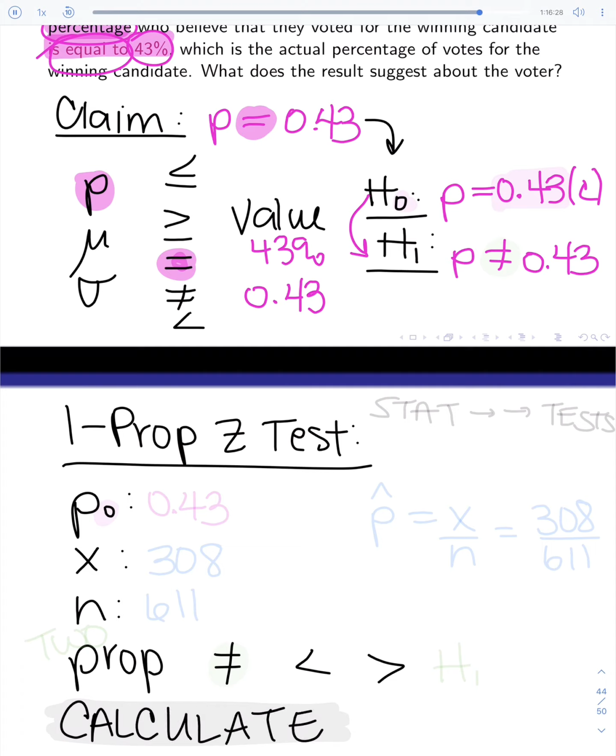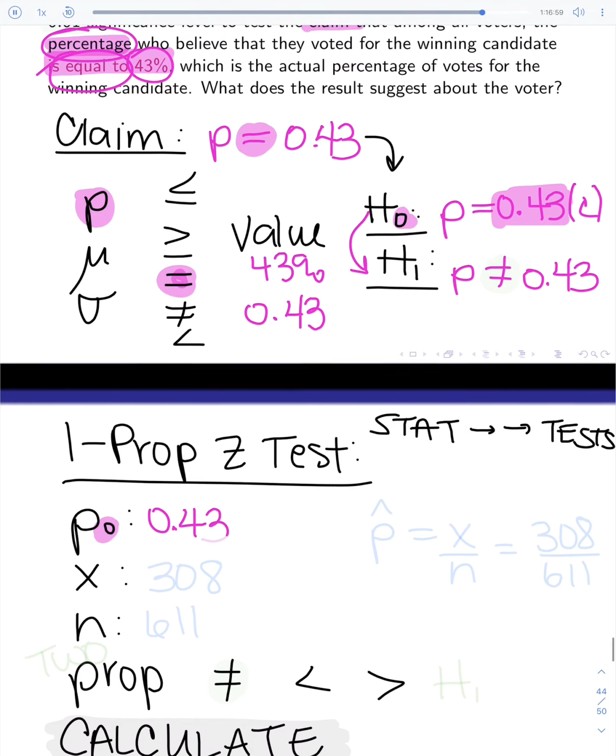And just like before, remember, to get to the 1-PropZTest, you press the stat key, and then arrow over to the right twice to tests. And then you want to go down; I think it's option number 5, the 1-PropZTest. Now remember, the p0 comes from the H0, which means I need that probability or percentage, which is 0.43. So go ahead and enter that in as 0.43.